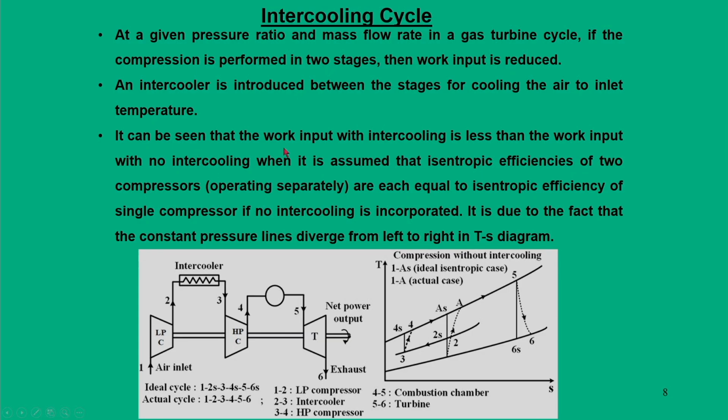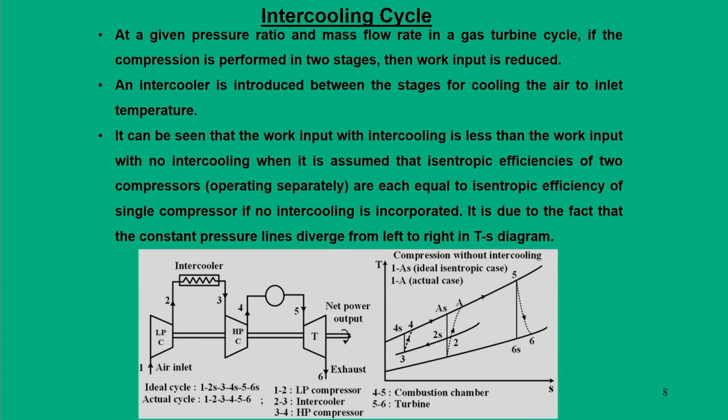When the compression is performed in multiple stages, two or more, the work input will be reduced. For that an intercooling is introduced. Now, what does this intercooling do? This brings down the temperature of the air to the inlet temperature. It can be shown that the work input with intercooling is less than the work input with no intercooling, when it is assumed that the isentropic efficiency of each of the two compressors is equal to the isentropic efficiency of a single compressor if no intercooling is adopted.